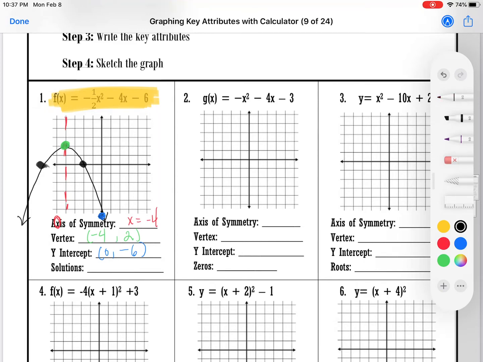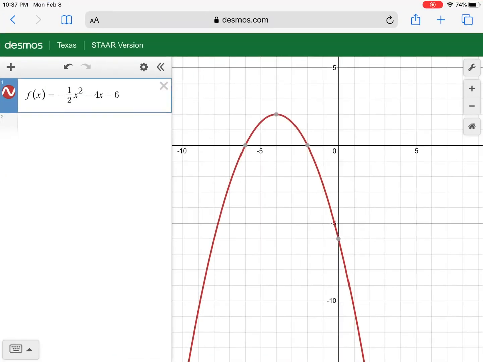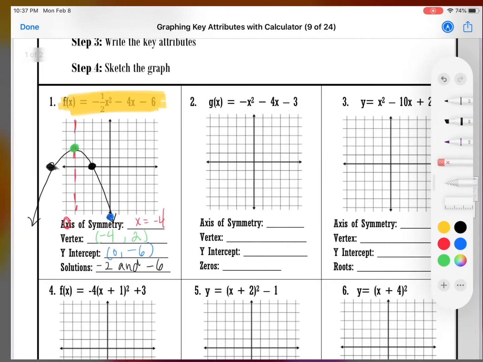Solutions, another word for solutions, are the x-intercepts. One was here, so that's -2. And there's another solution here, 1, 2, 3, 4, 5, 6, which was at -6. And you can see that from Desmos. So solutions, you can click them. It's where you cross the x-axis, -2 and -6. You could write them as ordered pairs, where it's -2, 0, -6, 0, or you could just write the actual x's, which were just -2 and -6.